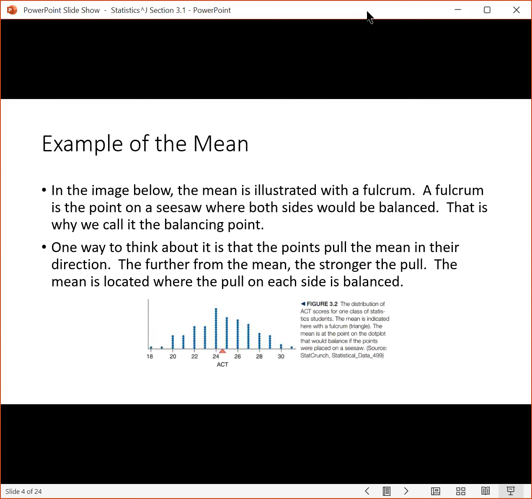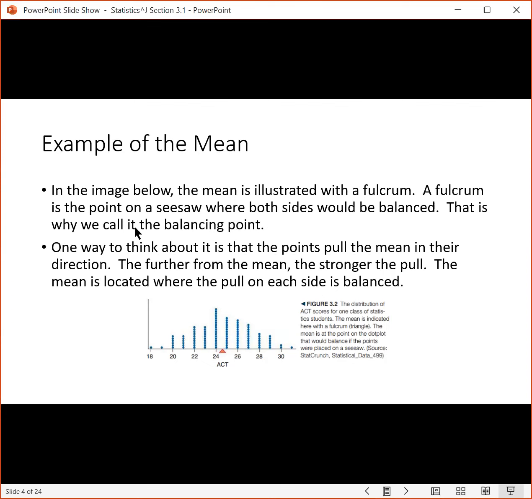In the image below, the mean is illustrated with a fulcrum. A fulcrum is the point on a seesaw where both sides would be balanced. That's why we call it the balancing point. So right here is the fulcrum. And the idea is that if you take the distance between each of these points and the fulcrum, and the distance between each of these points and the fulcrum, you get the same value. So it's the same value to the left as to the right, or the same value below as above.